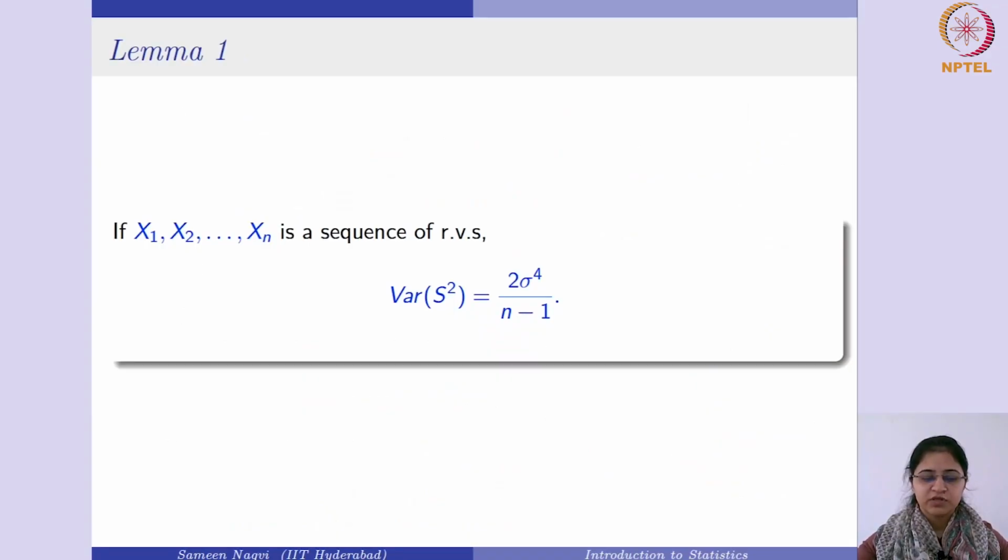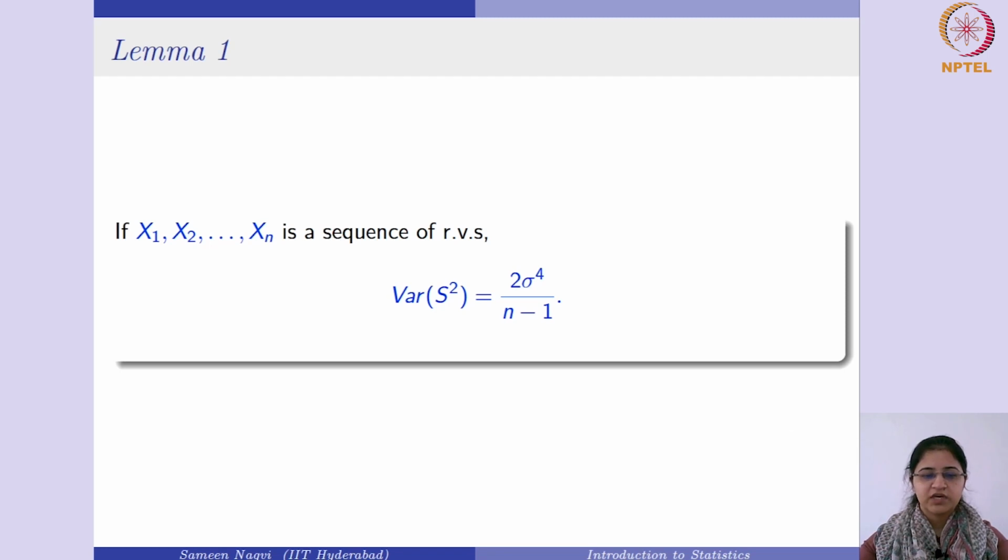Now the third situation can be when they are unknown, but they are unequal. So sigma 1 square is not equal to sigma 2 square, but it is unknown to you. Before going into that, we need to see two lemmas which would be helpful in proving the results later on. The first lemma says that if you have a sequence of random variables, then the variance of the sample variance, S square, would be twice sigma raised to the power 4 divided by n minus 1.